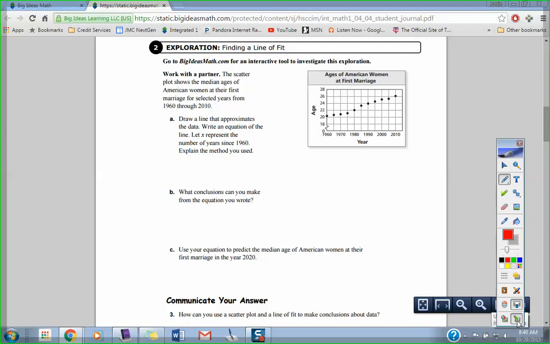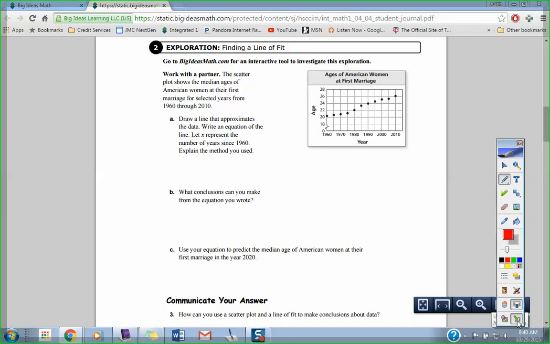Yep. Sound good? Okay. All right, guys, the scatter plot below shows the median ages of American women at their first marriage for selected years from 1960 through 2010. So guys, in 1960, what was about the middle age that a woman was getting married? What's this say right about here? About 20, actually, isn't it? Because 21 will be right in the middle of 20 and 22, wouldn't it? So right about 20, okay?